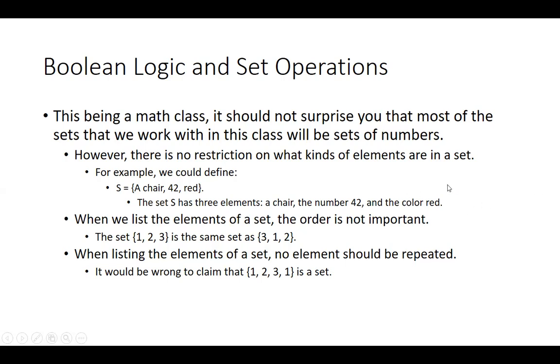When we list the elements of a set, the order is not important. The set {1, 2, 3} is the same set as the set {3, 1, 2}. When listing the elements of a set, no element should be repeated. So it would be wrong to claim that {1, 2, 3, 1} is a set. The 1 is repeated. Once it's in the set, it's in the set. It does not get repeated again if it comes up again.